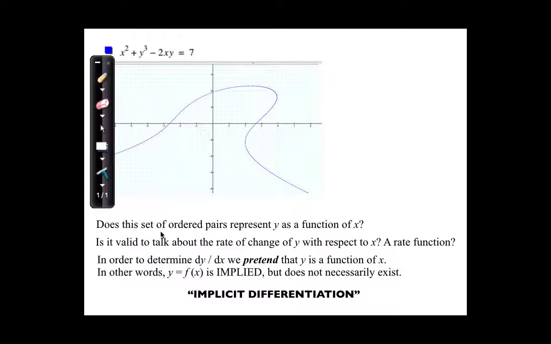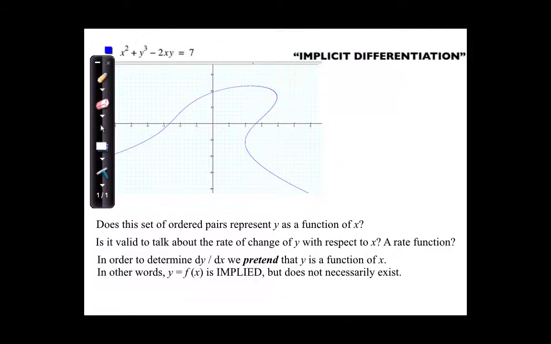So this is called implicit differentiation. What's meant by that is we're implying that y is a function of x. It's not in reality, but in the end it doesn't matter whether it is or isn't a function of x. We can find the derivatives the same way. So what we do, if our original function, we have this x squared plus y cubed minus 2xy equals 7. We're not going to try to solve for anything here.